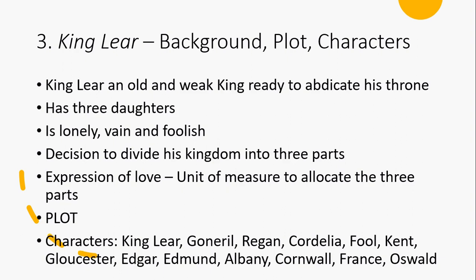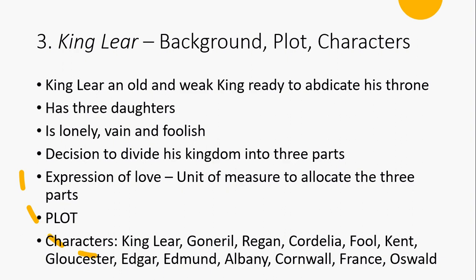There are various characters in King Lear. A few characters are there on your screens, the last 2 lines. King Lear, the protagonist, his 3 daughters, Goneril, Regan, Cordelia. We have the fool, who plays a very important role in not just King Lear, but in different tragedies of Shakespeare. We have the Earl of Kent, the Earl of Gloucester. These are very loyal noblemen of King Lear. They remain loyal to him even after he has divided his kingdom. Then we have the 2 sons of Gloucester, his legitimate son Edgar and his illegitimate son Edmund.